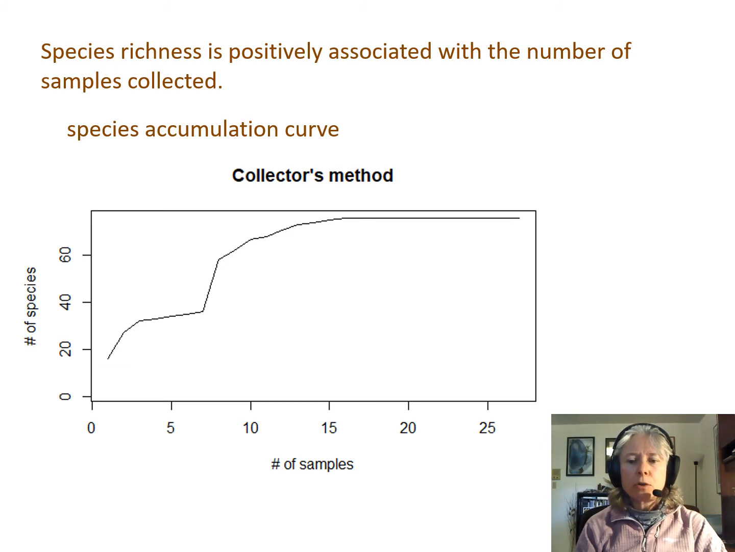So these kinds of curves or graphs are sometimes called collector's curves or sampling effort curves or species discovery curves. I tend to use the phrase species accumulation curve. And the simplest type is shown here.